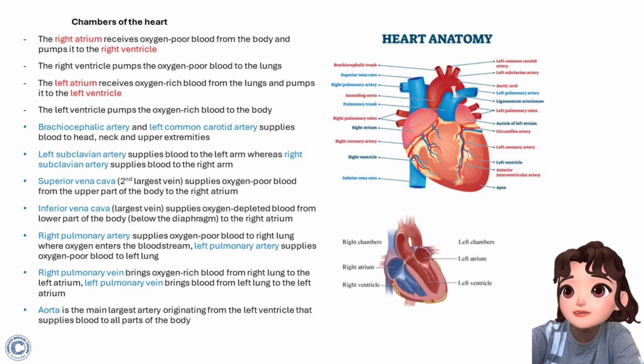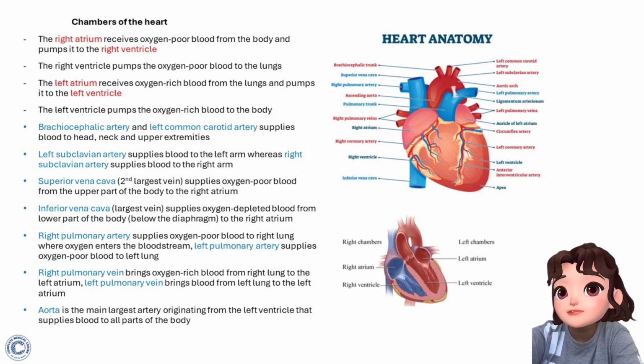So the artery always supplies blood to the right atrium, whereas the right and left pulmonary veins always supply blood to the left atrium.